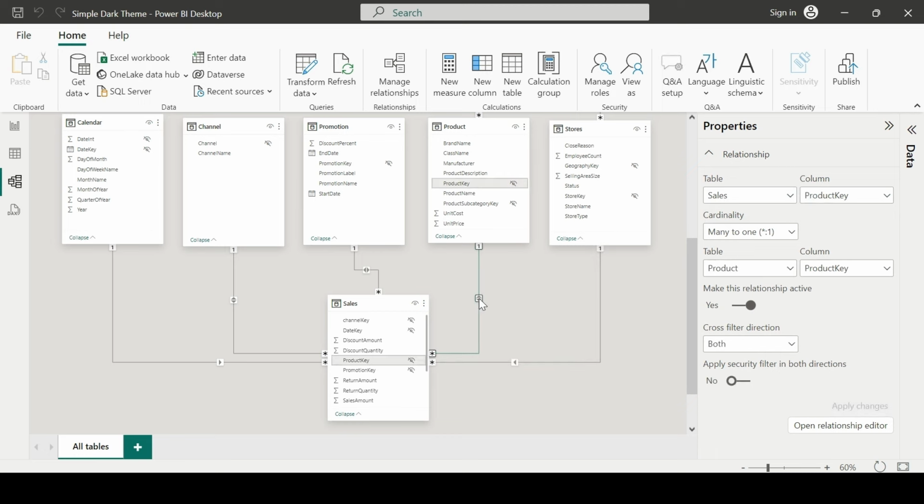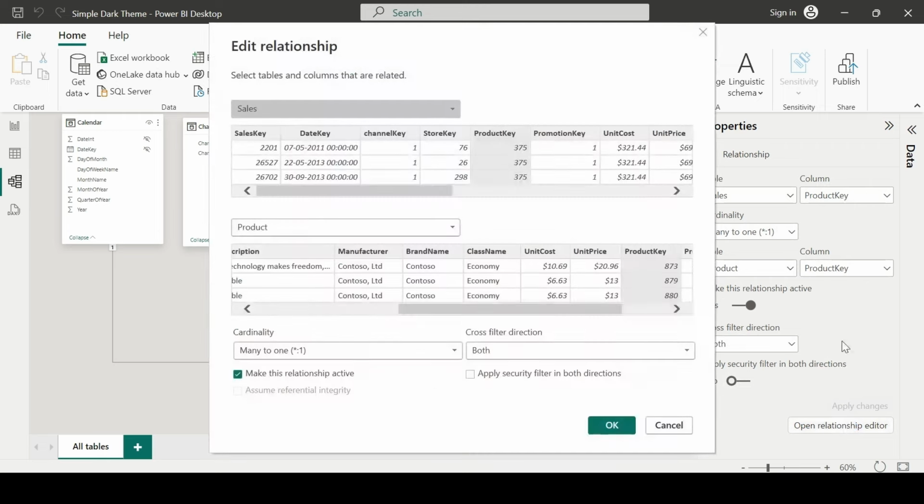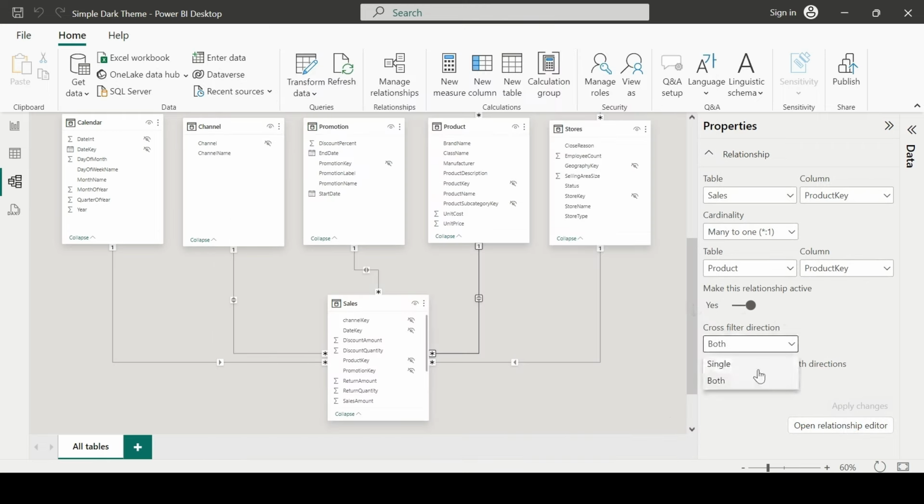Now the bidirectional relation is modified to single direction. The data always flows from lookup table to fact table, that is, from one side to many side. In other words, the lookup table filters the fact table, so the single direction is always assigned from one side to many side.